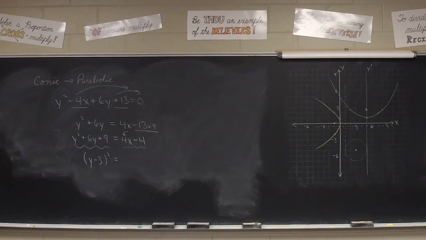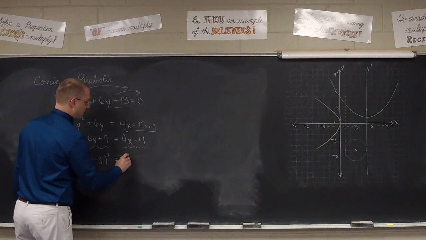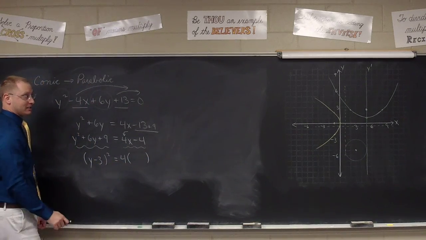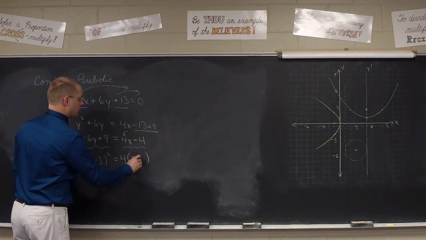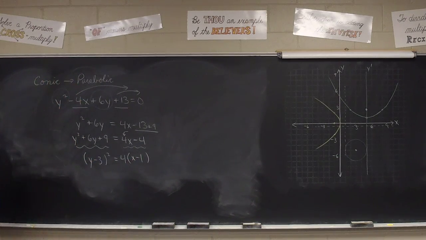You must factor out the coefficient of the non-squared variable even if it isn't common. Now here it helps because the 4 is common. I'm just left with x minus 1, class. But you have to factor it out even if it's not.